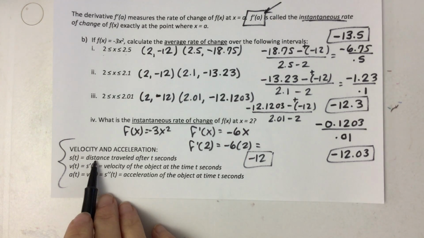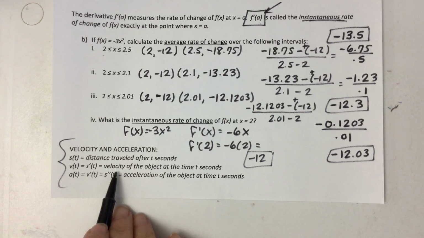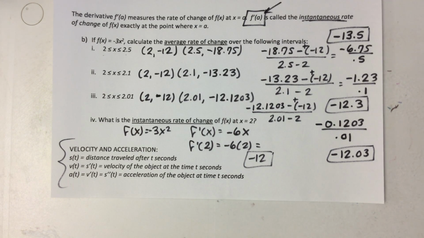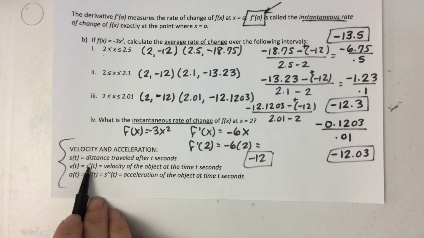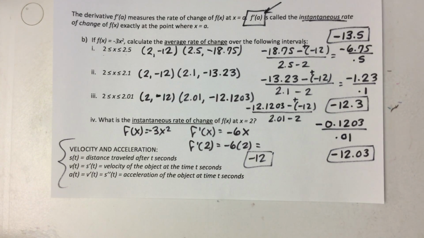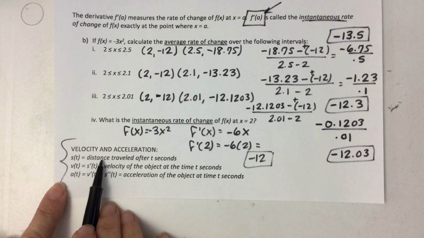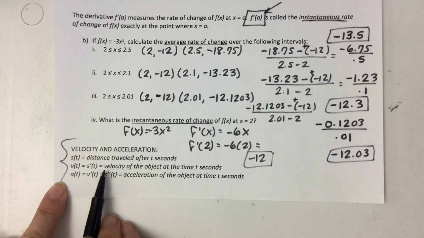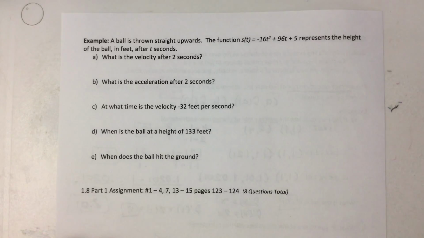If you are looking for distance traveled, you use the original function. If you are looking at the velocity, at the time t seconds, you do a first derivative. If you are looking at acceleration, that's where you have to take the second derivative. Okay, so if they ask about distance, it's the original. If they ask about velocity, it's the first derivative. Acceleration is the second. Let's do this.